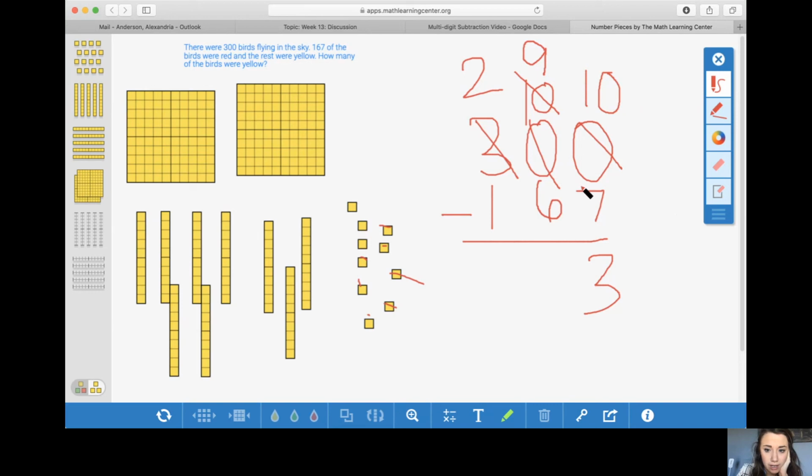We've got 9, take away 6. But is that ones? No, that's our tens. 9 tens, subtract 6 tens, because that's in the tens place. 1, 2, 3, 4, 5, 6. How many tens are left? 3. Good. And let's look at our hundreds. 100. 100 is left. So we've got 133.